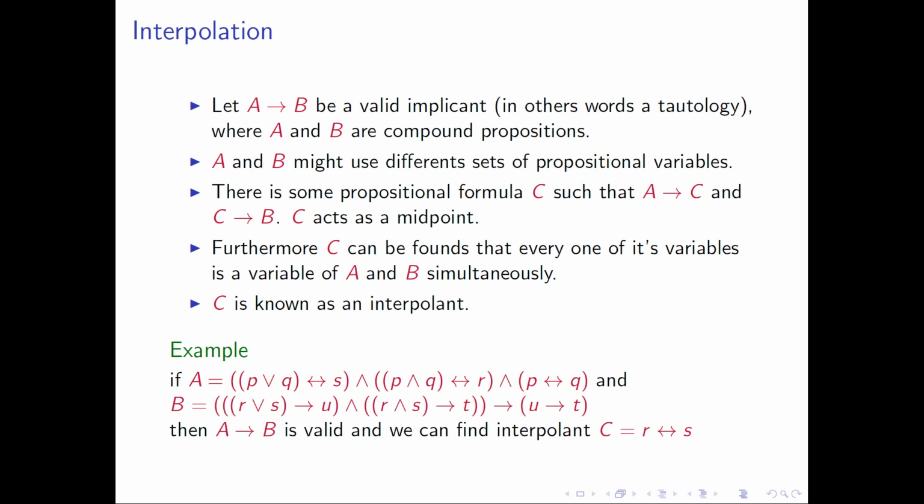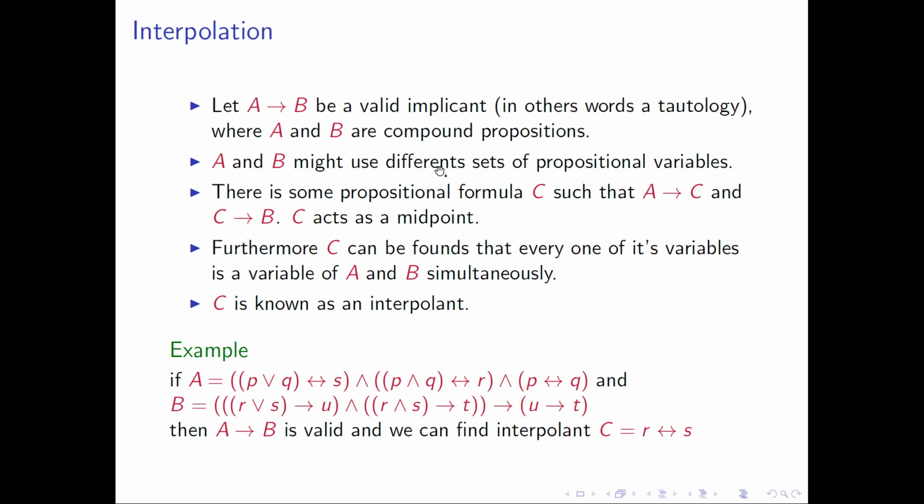And let A and B be compound propositions. What do I mean by compound propositions? It's propositions built up from other propositions. A and B might use different sets of propositional variables. A and B each have a syntax tree, and on the leaves there are propositional variables, and the ones that appear in A might not be exactly the same set as the ones that appear in B. It turns out there is some propositional formula C that acts as a midpoint between A and B in the implication. So A implies C and C implies B.